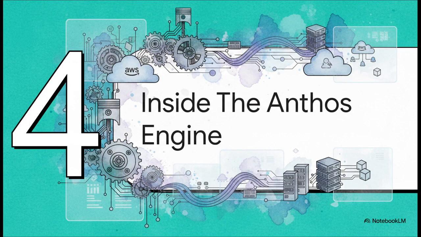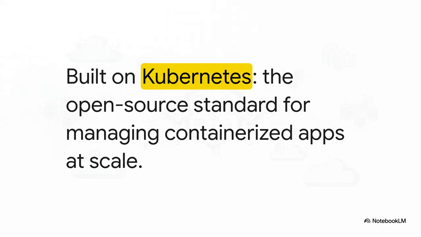Okay, so how does it actually work? How does Anthos pull this off? Let's pop the hood and take a quick look at the engine. The whole thing is built on this incredibly powerful open-source foundation called Kubernetes. The easiest way to think about Kubernetes is that it's like the universal operating system for all these modern cloud-native apps. It's the conductor of the orchestra, making sure all those little microservices are playing together nicely.